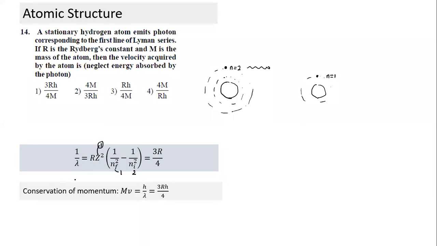So conservation of momentum: the momentum of the atom has to be equal to the momentum of the photon. So this is the momentum of the atom, and we are just equating the magnitude. In terms of sign, they will be opposite in direction. So the momentum of the atom is equal to the momentum of the photon, and the momentum of the photon is h by lambda.